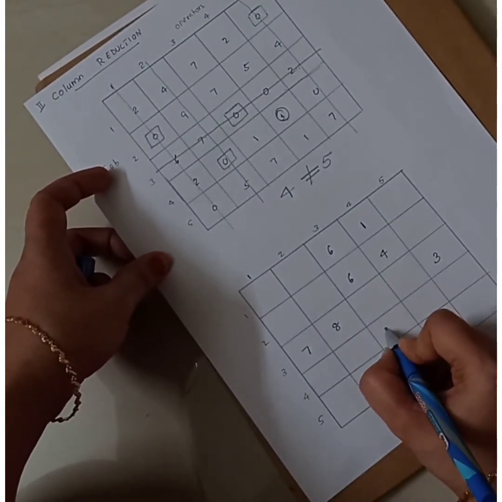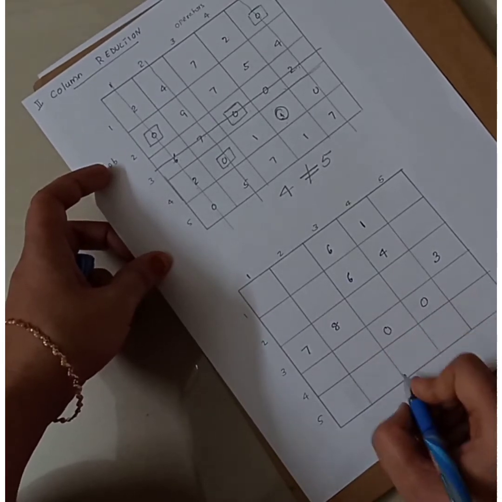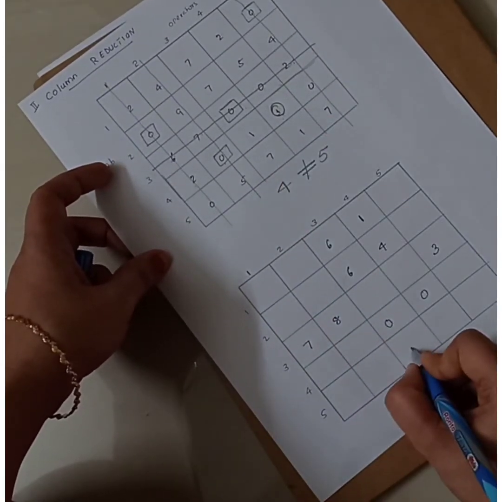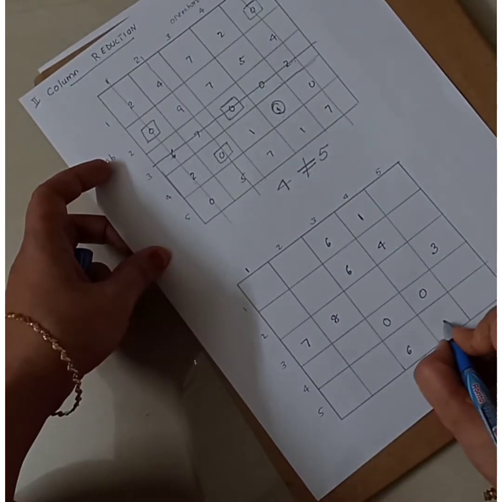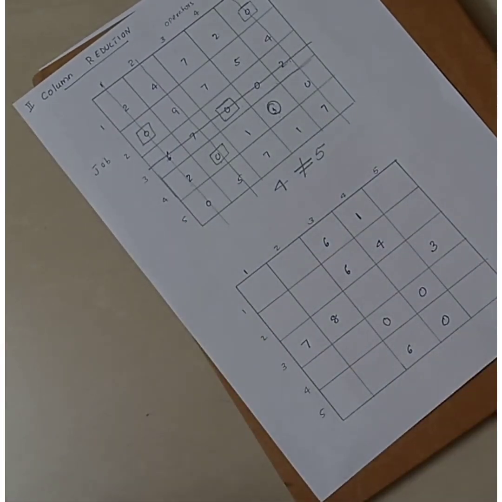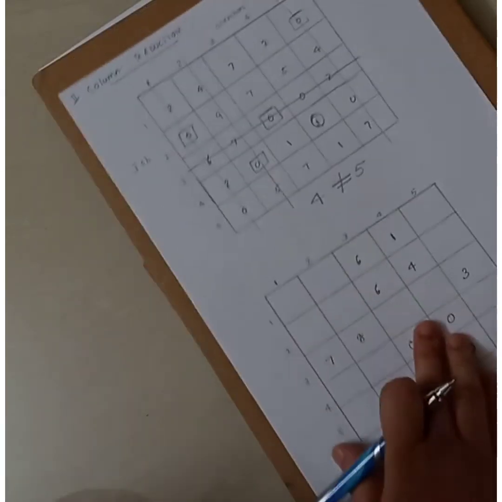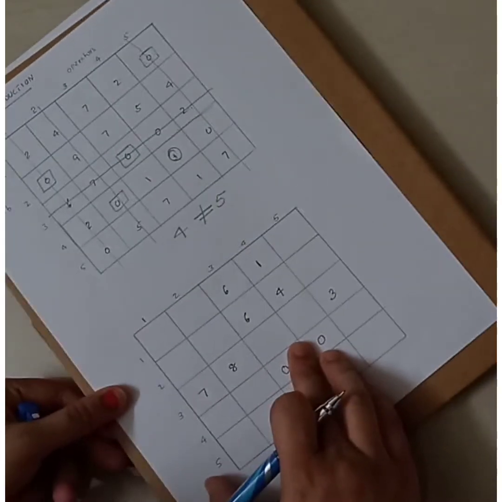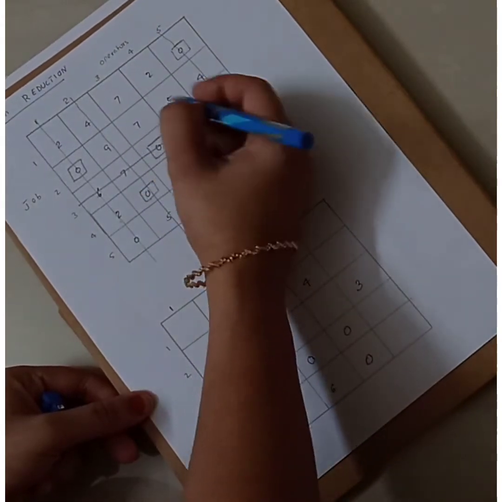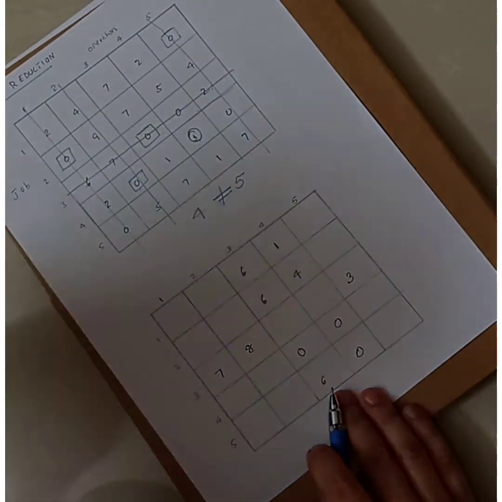So 1 minus 1 is 0. Here again 1 minus 1 is 0. Then 7 minus 1 is 6. Then 1 minus 1 is 0. Okay, so the second step is also satisfied. So we have added the minimum value to the point of intersection and we have subtracted the minimum value from all these undeleted cells. Now what is the third step saying?